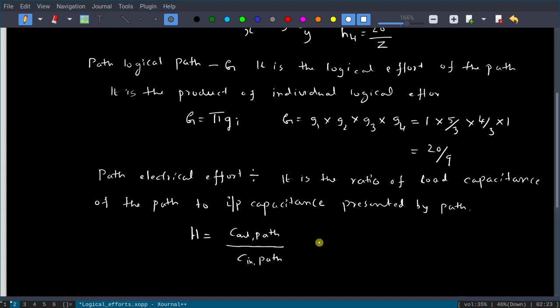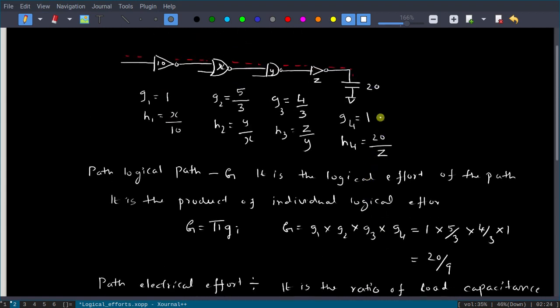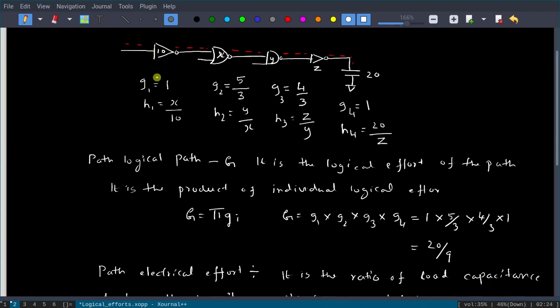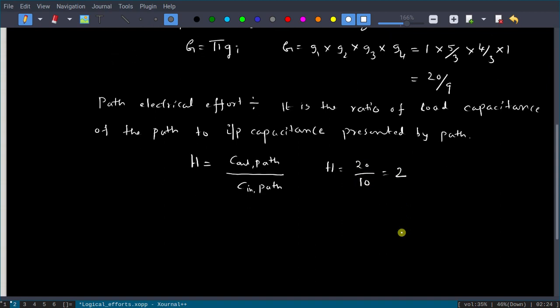So for the above problem, H is equal to, you can see, load capacitance is 20 and input capacitance is 10, because the size of the first inverter is 10. So it is 20 by 10, which is equal to 2. Okay. So next, now we will see the path effort.